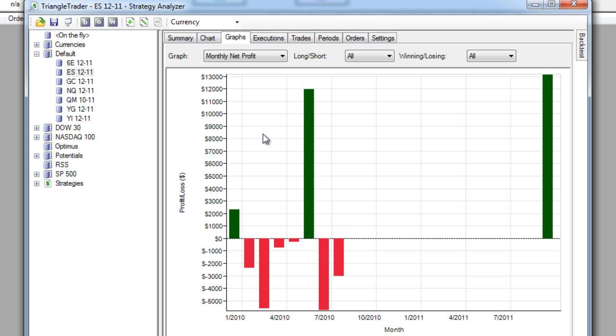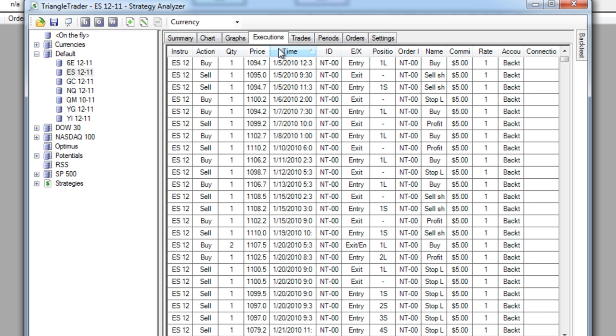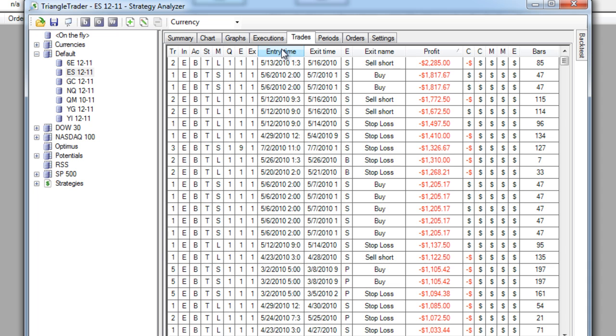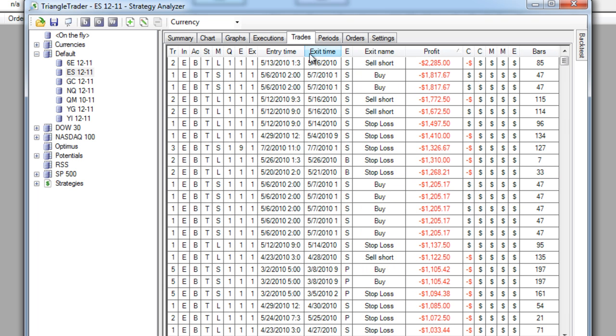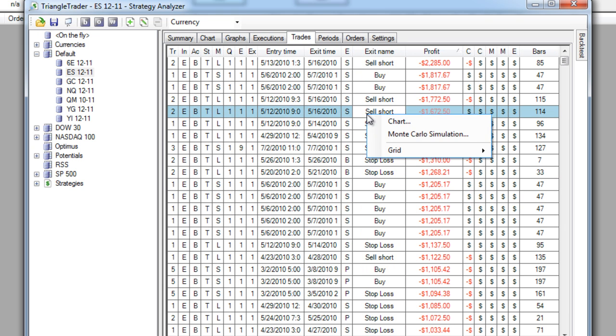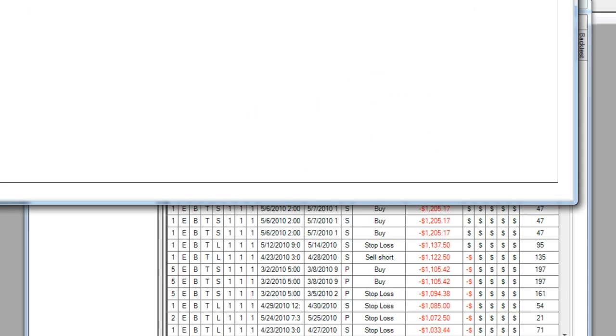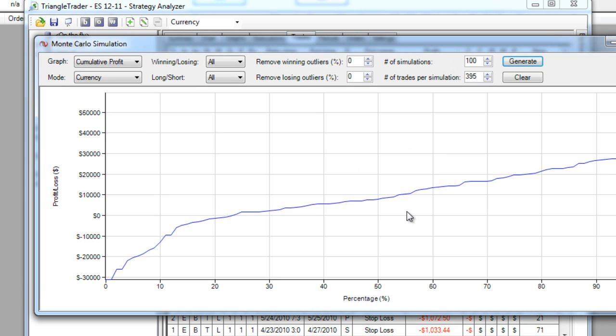In order to test the historical accuracy, you can look at executions and trades and make sure that it's actually taking the trades that you're expecting it to, and there's nothing overlapping, or there's not some kind of weirdness where it takes an exit before it gets in, which I have had happen to me before, and that was a programming issue. Trades, you can export this to Excel, you can do a Monte Carlo simulation and generate it, and this is going to give you a statistical idea of how often you can expect something to happen.